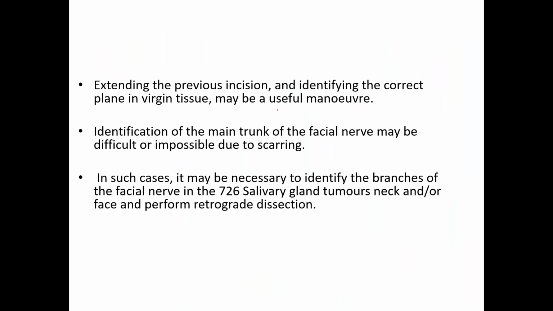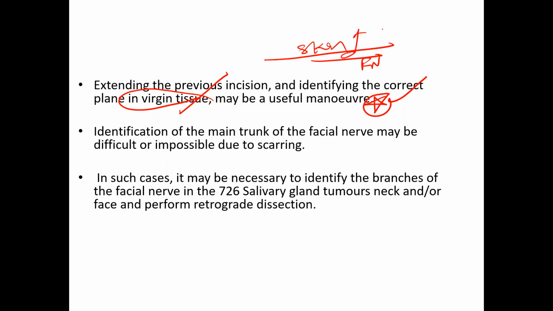Extending the previous incision and identifying the correct plane in the virgin tissue is very important but difficult, and a useful maneuver. So you have to understand the plane: the facial nerve will be directly below the skin. Superficial parotidectomy already done, therefore the facial nerve will be directly exposed. You should be very careful in that situation. Identifying the main trunk of the facial nerve may be difficult or impossible because of the scar of the previous surgery. So it is necessary to identify the facial nerve, and performing retrograde dissection is the best method.